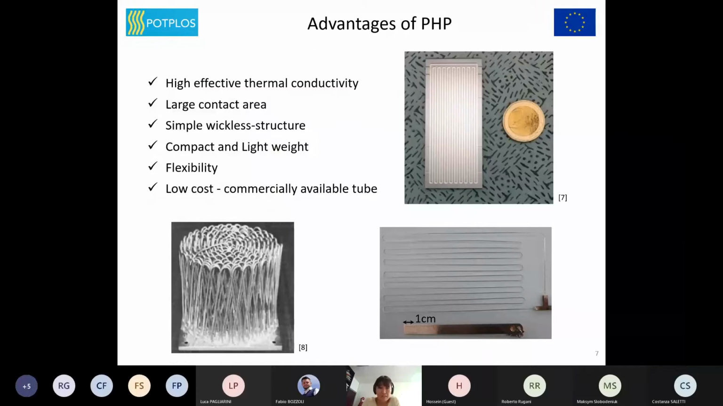PHP has a lot of advantages: high effective thermal conductivity, large contact area, simple wickless structure, compact and lightweight, and flexibility. PHP can be fabricated with commercially available tubes, so it can be low cost. Despite the advantages, unfortunately, there have been few commercial applications of PHP. However, a number of potential applications have been proposed so far. I will introduce 10 examples among them.